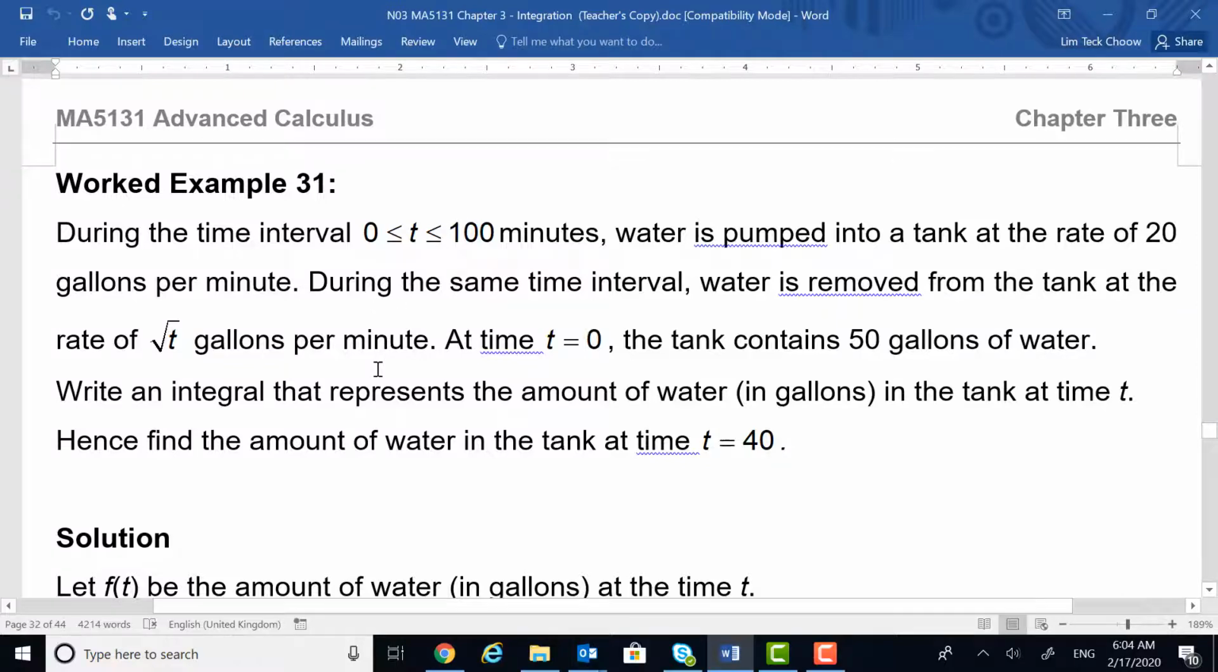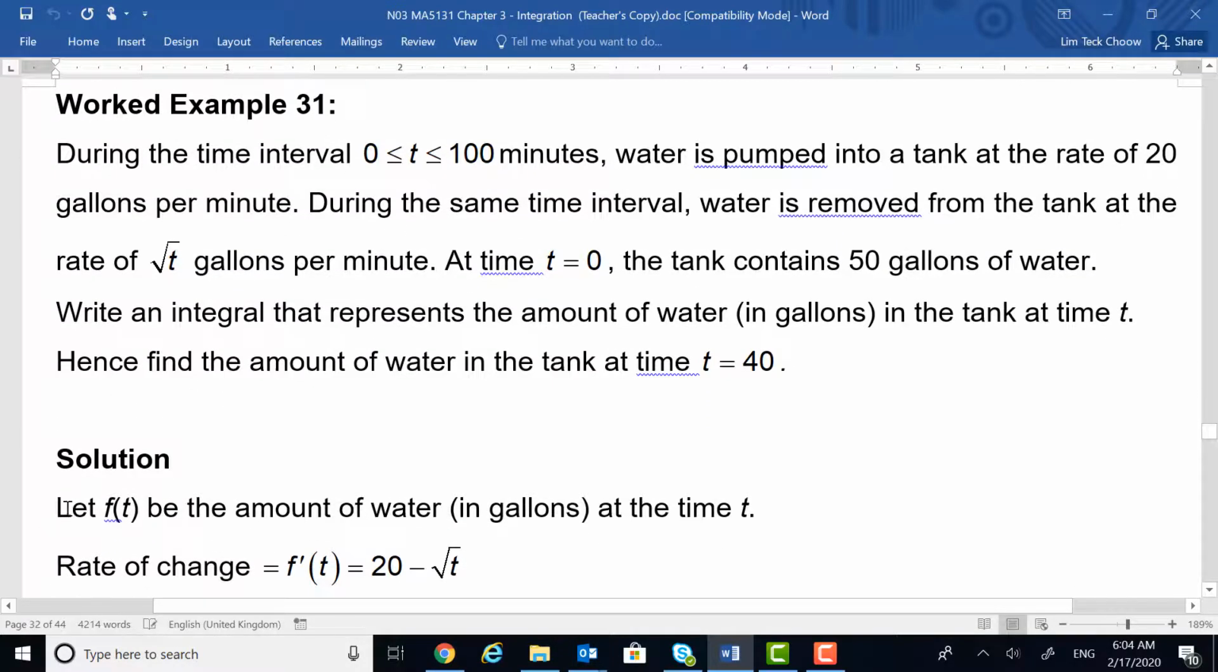So if you let F(t) be equal to the amount of water inside the tank at time t, then F'(t) is actually the rate of flow of water. There's an inward pump in at 20. There's a remover taking out, so it's a minus root F(t). So the rate of flow of water into the tank is equal to in minus the out.